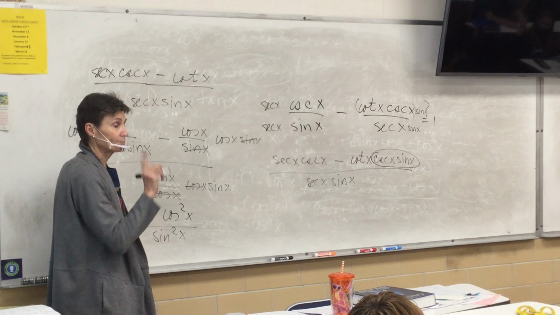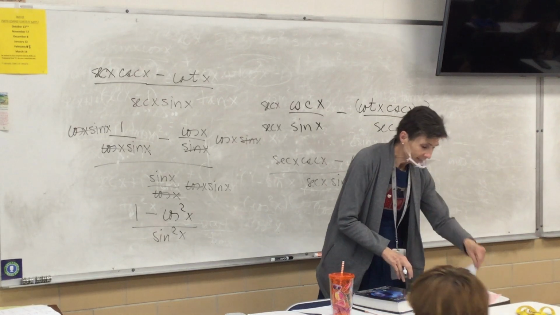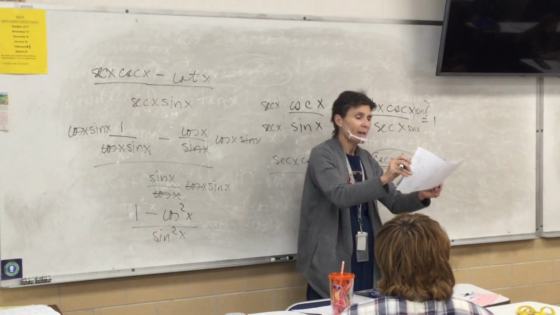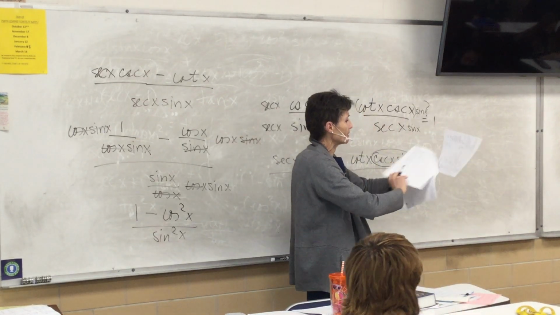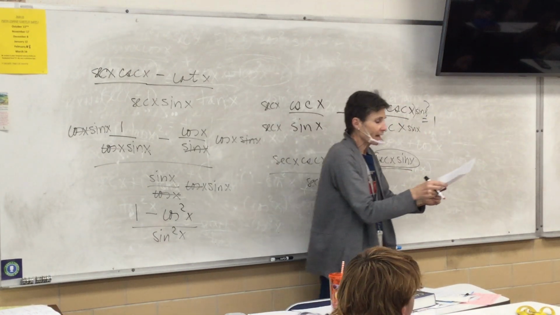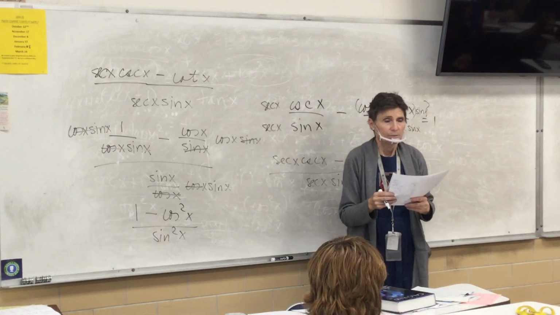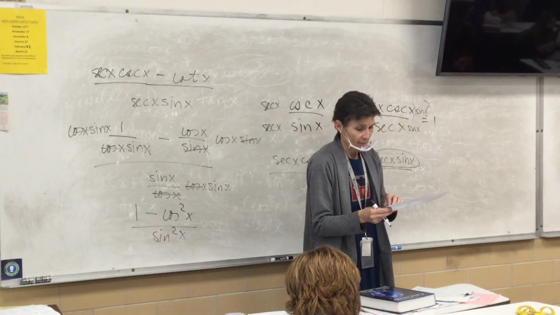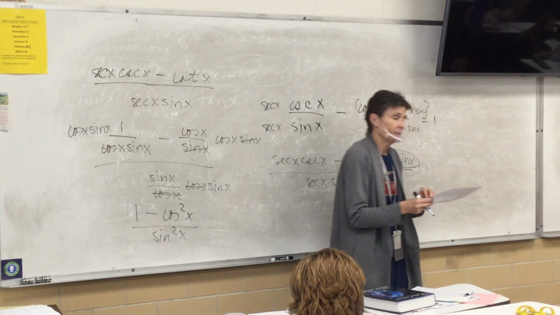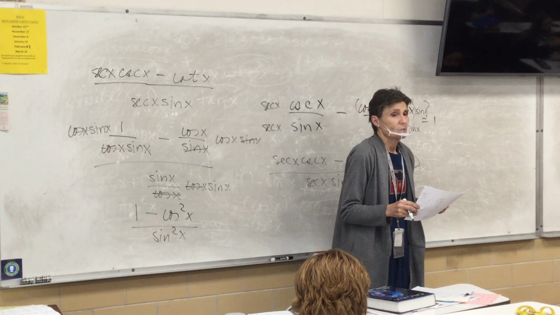Okay? Alright, we're going to forge ahead, but before we do, I'd like you to get out your identities packet that I gave you. Look at all these. Millions of them. Get out your identities packet. Sine squared. 1 minus cosine squared. How did you get one of those? Well, then, you have to get one of those.